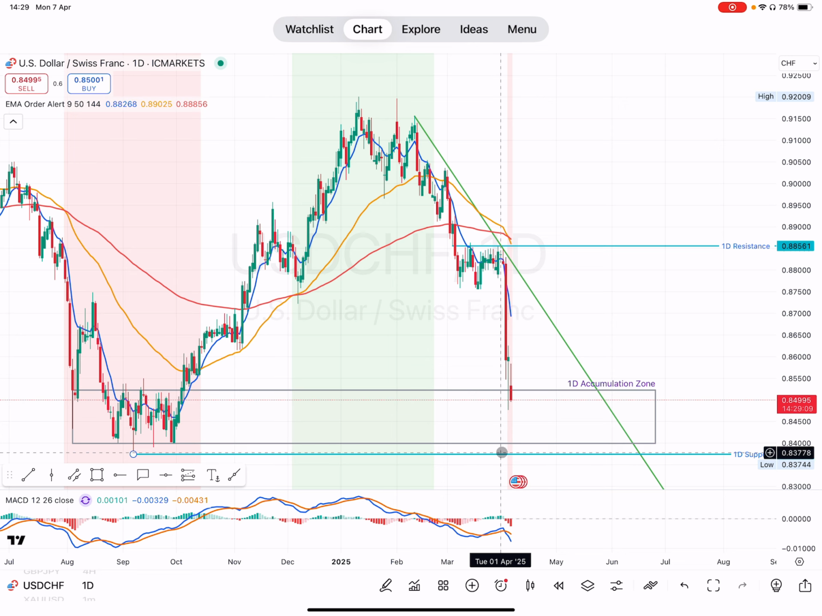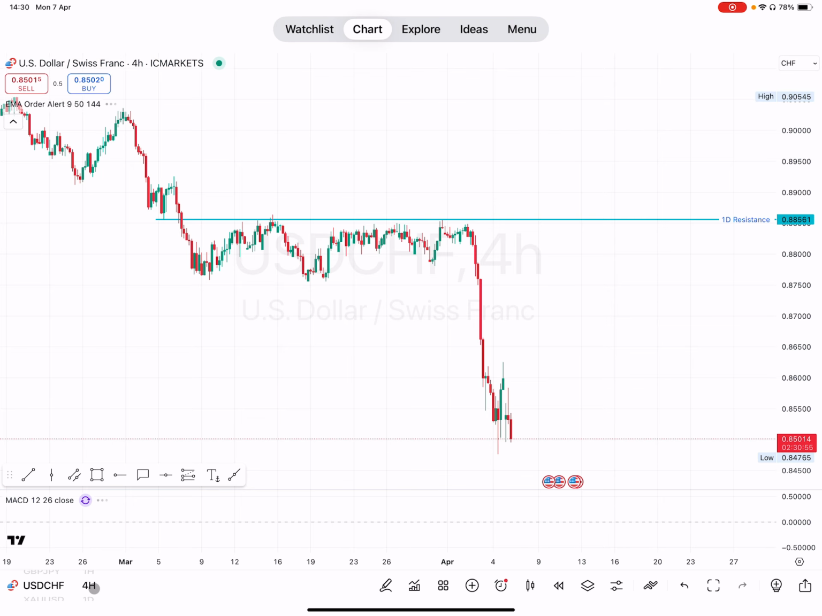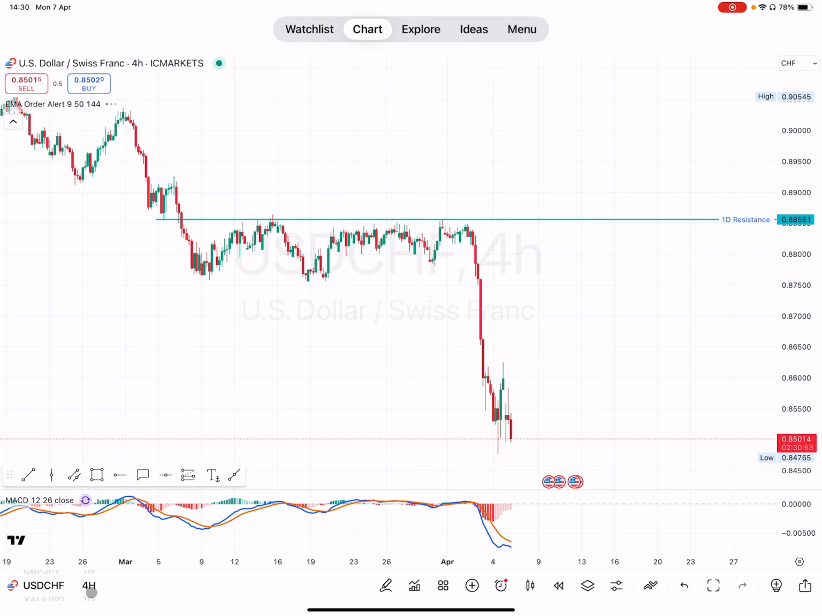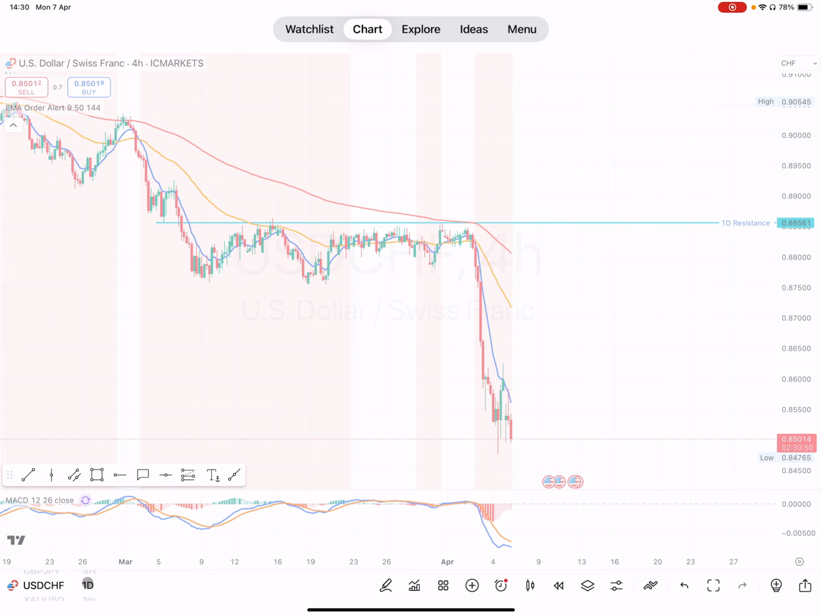And we have a few areas. So we have the bottom of the accumulation zone, the top, which is already broken into. However, we have 14.5 hours left of the day. So let's go down to the 4 hour. Oh, before we do that, sorry.